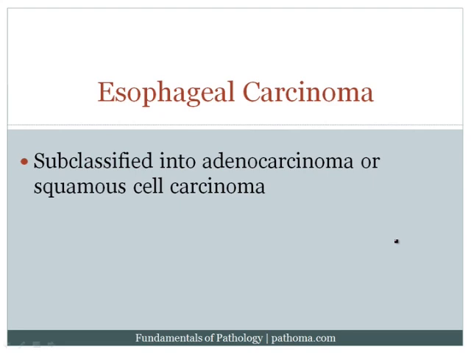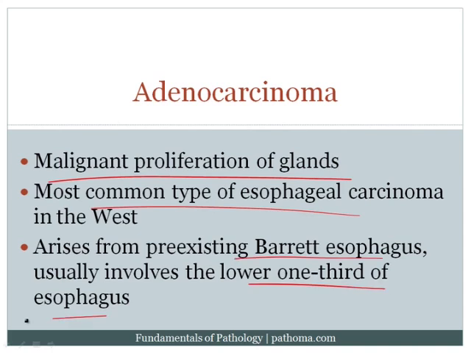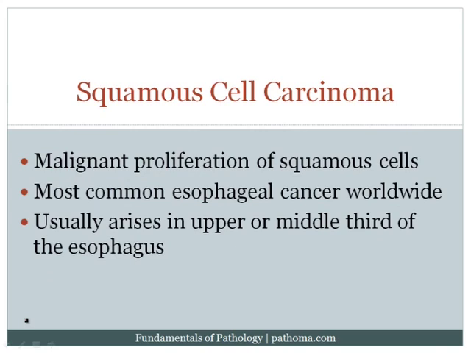Now, what I can tell you about adenocarcinoma is that it is the most common type of esophageal carcinoma in the West. So that's the summary of adenocarcinoma. Most common type of esophageal carcinoma in the West arises from Barrett's esophagus, lower one-third of the esophagus. So once you understand the basics about adenocarcinoma, let's quickly review what I say in the book. I say adenocarcinoma is a malignant proliferation of glands, most common type of esophageal carcinoma in the West, Barrett's esophagus, lower one-third. Now, the second type of esophageal carcinoma is squamous cell carcinoma. This is a malignant proliferation of squamous cells, and it is the most common esophageal cancer worldwide. Usually arises in the middle or upper third of the esophagus.